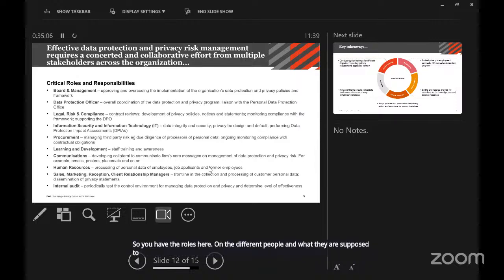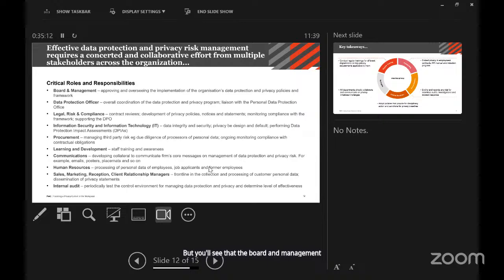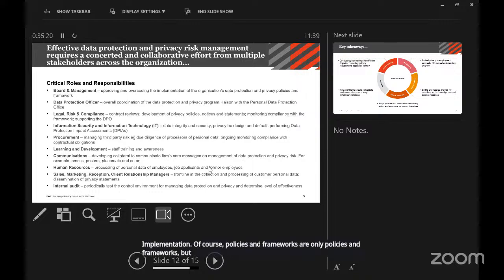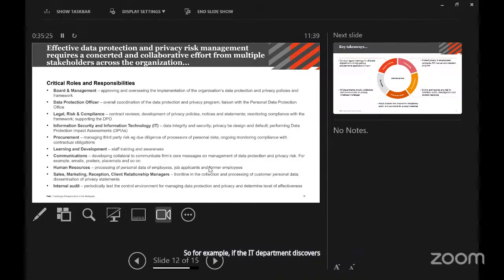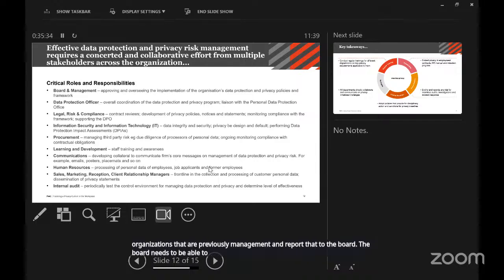I know I mentioned some of them along the way, but you'll see that the board and management will have that role around approving and overseeing implementation. Of course, policies and frameworks are only policies and frameworks, but they need to be implemented. So for example, if the IT department discovers a new threat to the organization's data privacy and reports that to management and the board, they need to be able to look at it holistically, but also to consider the cost and the benefit of the proposals around mitigation of that exposure and decide around what do we do, what do we invest, what do we change.